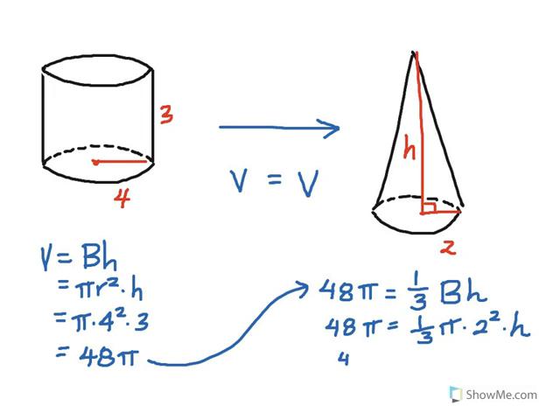So continuing to simplify, 48 pi is equal to 2 squared is 4, so 4/3 pi times the height. Okay, so on both sides I can divide by pi, and I can multiply both sides by 3/4, which is the same as dividing by 4/3. And I get that height is equal to 36 units, which should make sense. That when I recast that as a cone, the cone had to get really tall. So that's it for cylinders and cones.